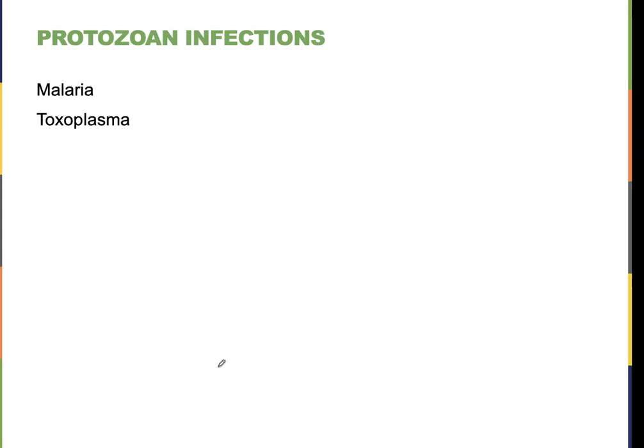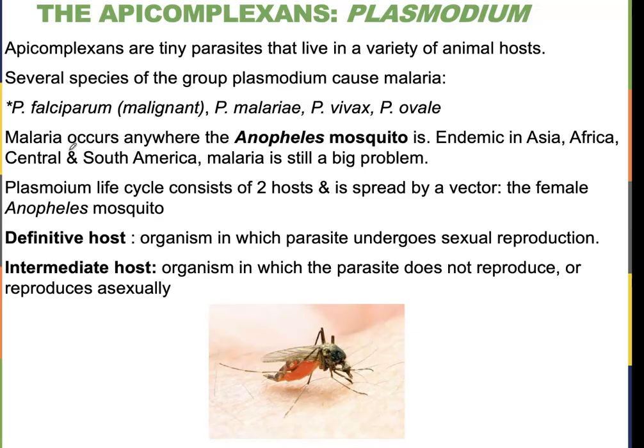And now we're moving on to the protozoan infections. So there are two big ones. Malaria is a big one. The protozoan is called an apicomplexan. If you remember from lecture, an apicomplexan is a specific type of protozoan that has an apical complex that attaches to your cells. The genus is called Plasmodium, and there are several species in the Plasmodium genus. Plasmodium falciparum is the most malignant form of malaria, the most virulent form. Then we have Plasmodium malariae, Plasmodium vivax, and Plasmodium ovale.